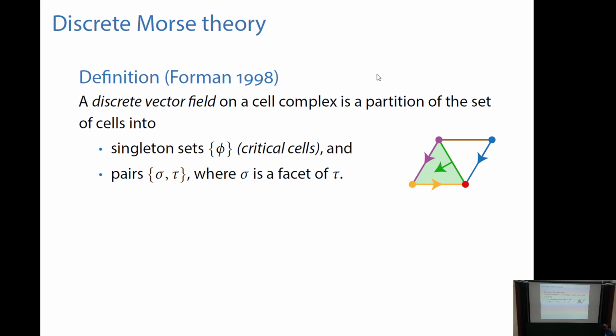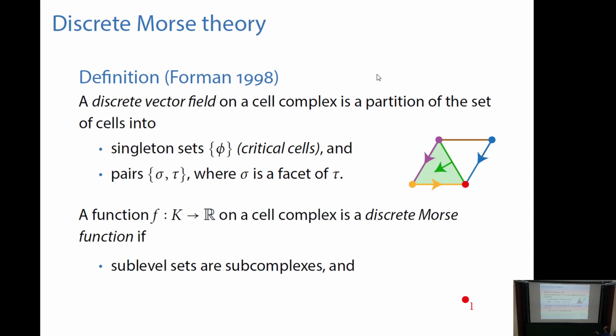So let me say just one or two things about discrete Morse theory. The basic notion of discrete Morse theory is that of a discrete vector field. That's nothing but a partition of the cells of a cell complex into either single sets or pairs. The pairs here have to be like sigma, tau, and sigma is a codimension 1 face of tau. Typically this is visualized by an arrow from the lower dimensional to the higher dimensional simplex. And we call the singleton sets critical cells. So there's a brown critical 1 cell here and a red critical 0 cell.